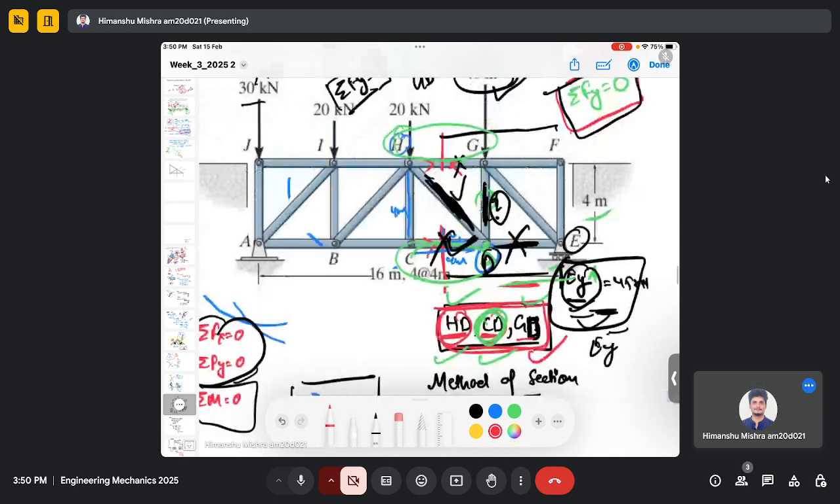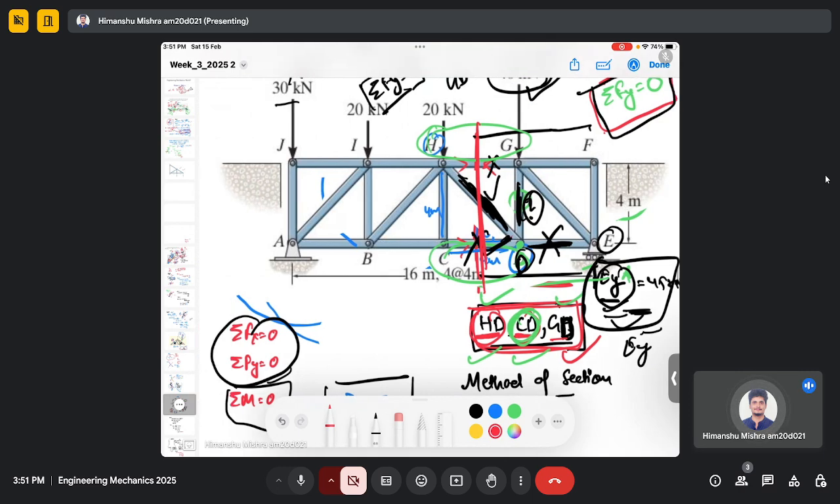So you can see that, just to revise here, when we use the method of section, first we cut the truss into two parts, and we cut in such a way that we can actually find more unknowns. We saw that it cut through HD and CD, which are the unknowns of interest for us, and then the another unknown was GD. So then we divided the truss into two parts, which is left side and right side.